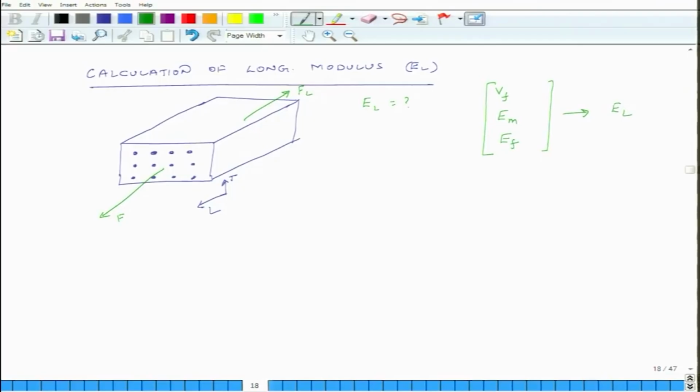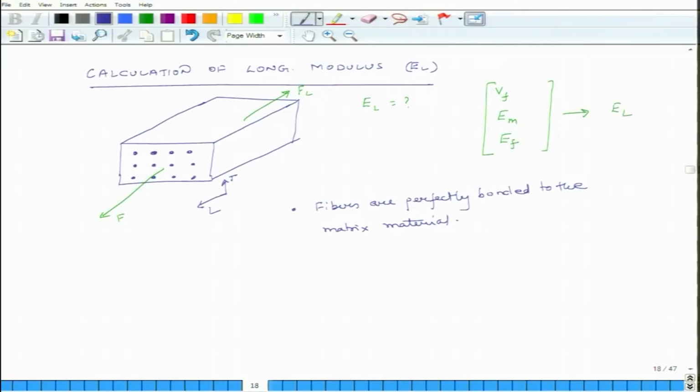Now, when I am looking at this problem, I make some assumptions, and this is an important assumption. I assume that fibers are perfectly bonded to the matrix material. This is the first thing we assume, that fibers are perfectly bonded to the matrix material.